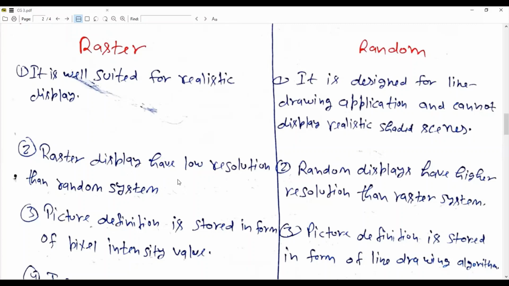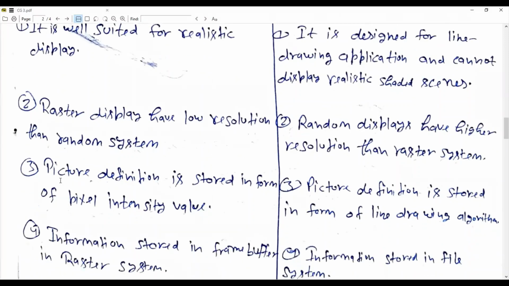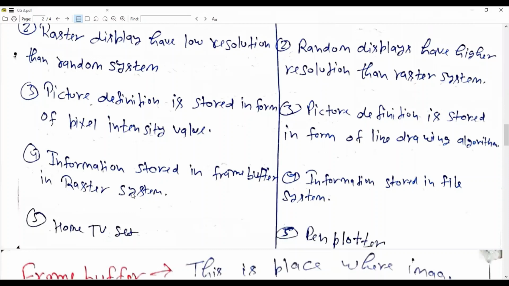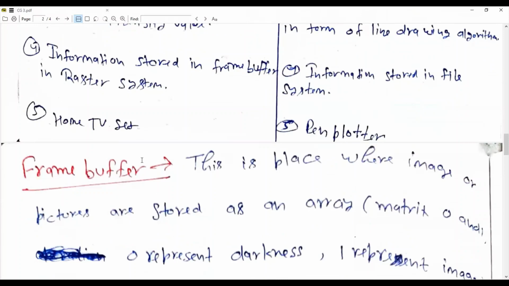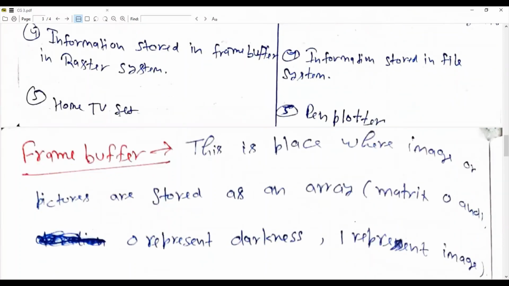It means raster systems have low resolution and random scan systems have higher resolution. Picture definition is stored in the form of pixel intensity values in a raster system, and in a random system it is stored in the form of line drawing algorithms. Number 4, information is stored in the frame buffer in a raster system, and in a random system information is stored in a file system. An example of a raster system is the home TV set, which is available in our homes, and for random systems, pen plotters like printers are examples.